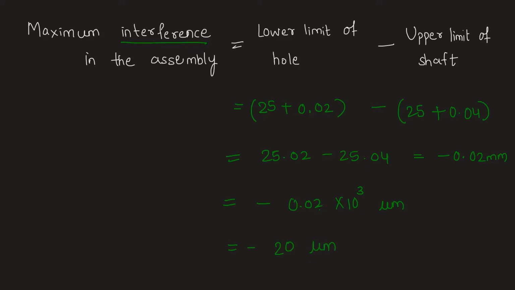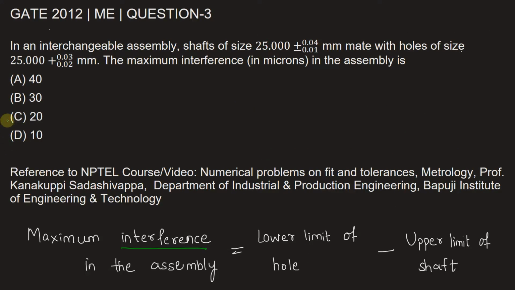Let's go back and mark the correct answer. So the answer here is in option C. 20 microns is the maximum interference in the assembly.